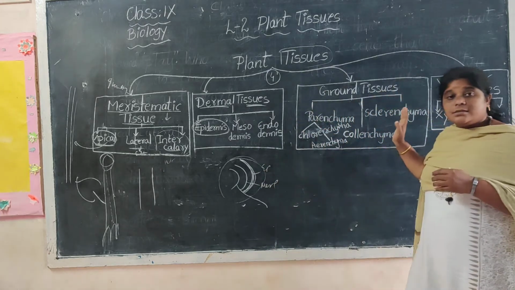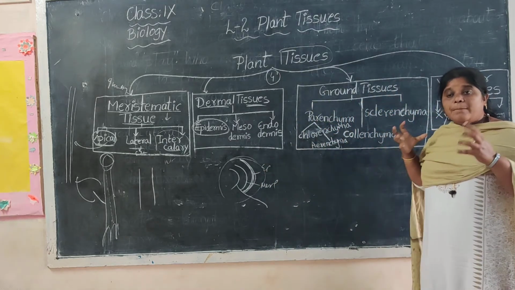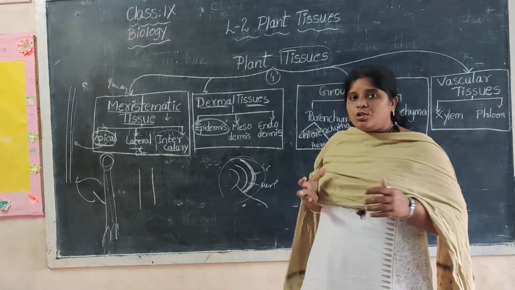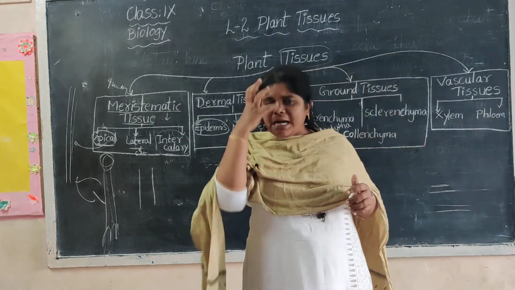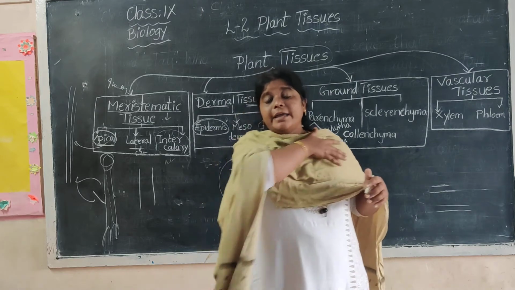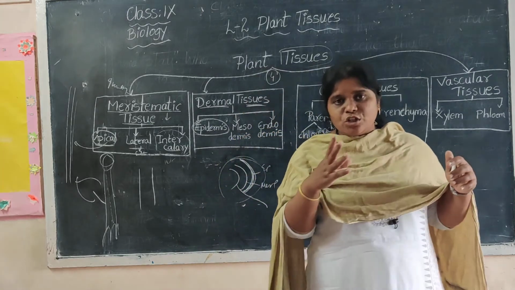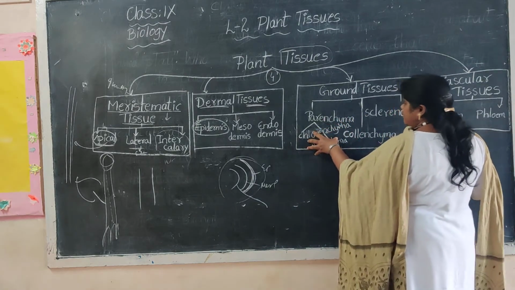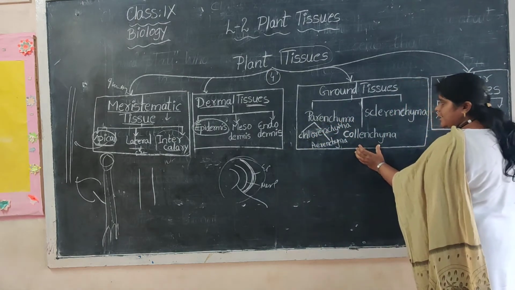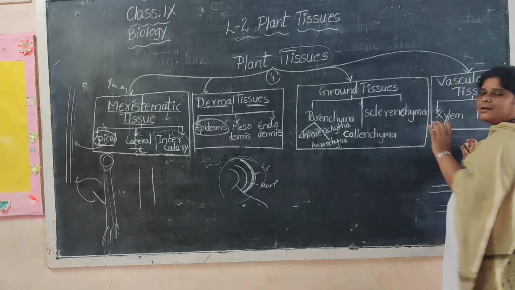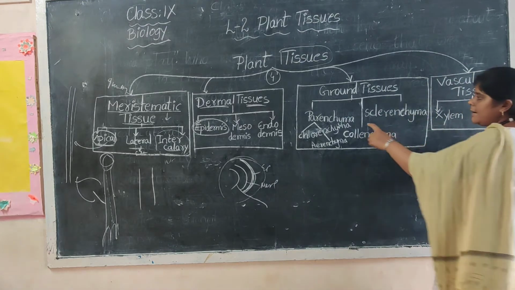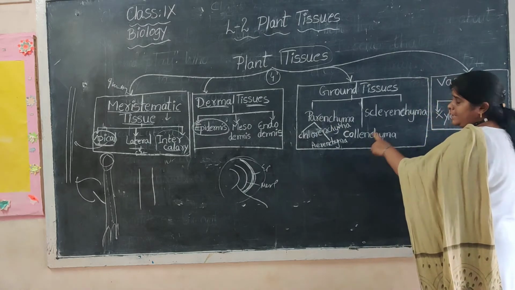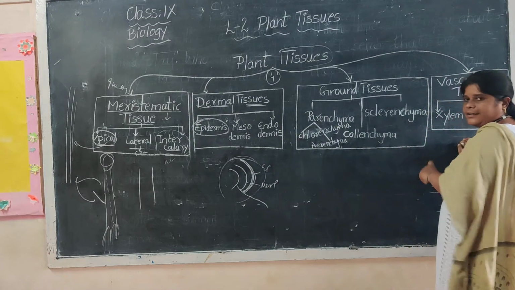And the next one is ground tissue. The bulkiest part of the plant will be formed by ground tissue. Almost the internal part of the plant will be formed by ground tissue. What tissue? Ground tissue. First one is parenchyma. Second one is collenchyma. Third one is sclerenchyma. First one is what? Parenchyma. Second one is what? Collenchyma. Third one is sclerenchyma.